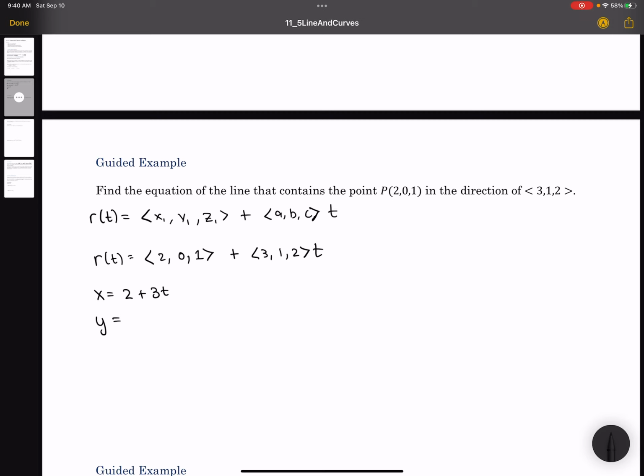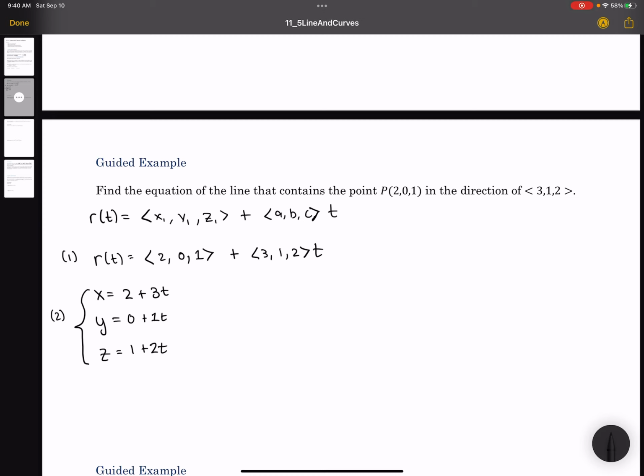So now in terms of components, x is going to equal 2 plus 3t. y is going to equal just 0 plus 1t, but that's really just t. And then our z component is going to be 1 plus 2t. So these are the two ways that we can write the equation of the line. The first is in its vector form, and the second is parameterized for each component.